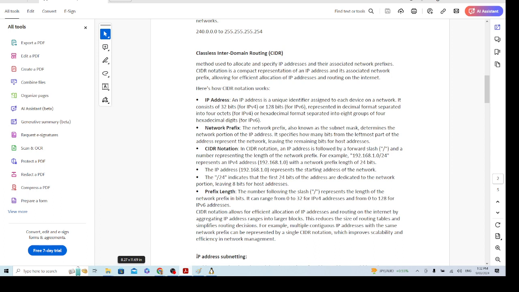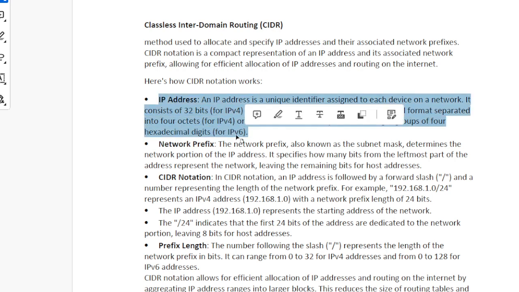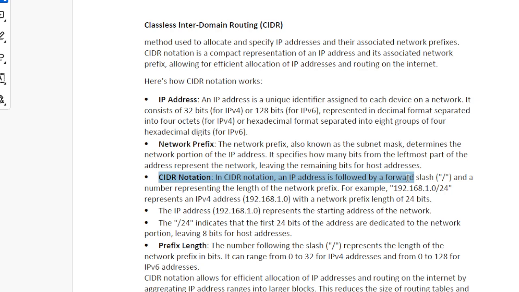Now let's get back to where we were. I'll talk about network prefixes. I told you what a network prefix is. CIDR notation: in CIDR notation, an IP address is followed by a forward slash and a number representing the length of the network prefix. For example, 192.168.0.24. I'll talk about that.